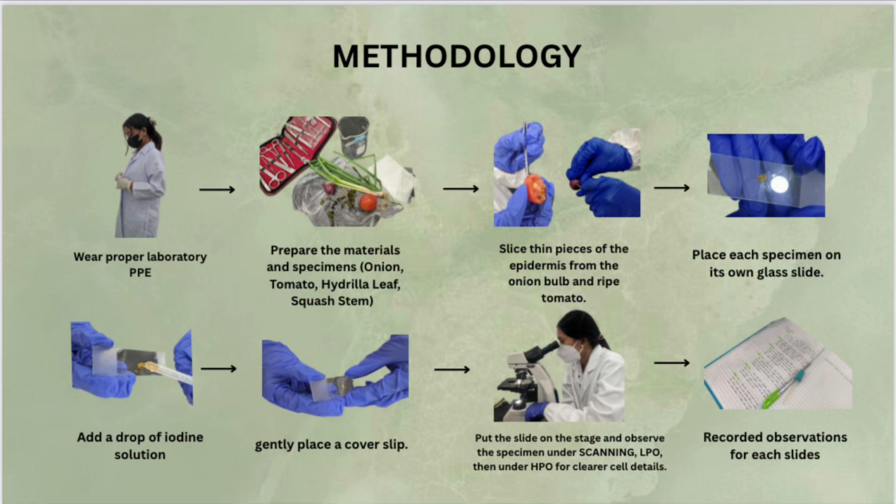After adding iodine, a cover slip is gently placed over the specimen to protect it and flatten the sample for easier viewing. The prepared slide is then placed on the microscope stage, starting with the scanning objective, followed by the low power objective, and finally the high power objective for clearer and more detailed observation of the cell structure. Lastly, observations are recorded for each slide, noting the shape, colors, and other visible cell details. This concludes the methodology for the microscopy experiments.